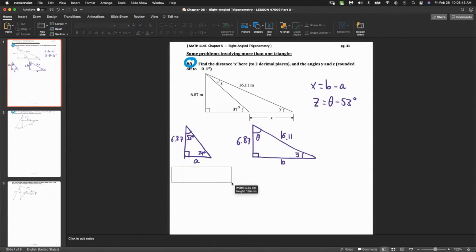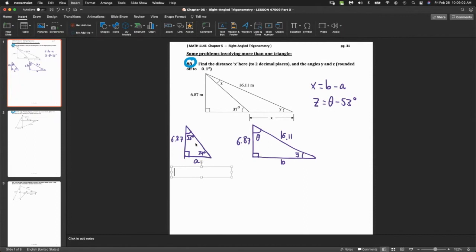So let's get A here. In order to get A, we could use SOHCAHTOA. Now, it doesn't matter which way you go. So I'm going to use 37, just because it's the first number I saw, and it was the most original number in the question.